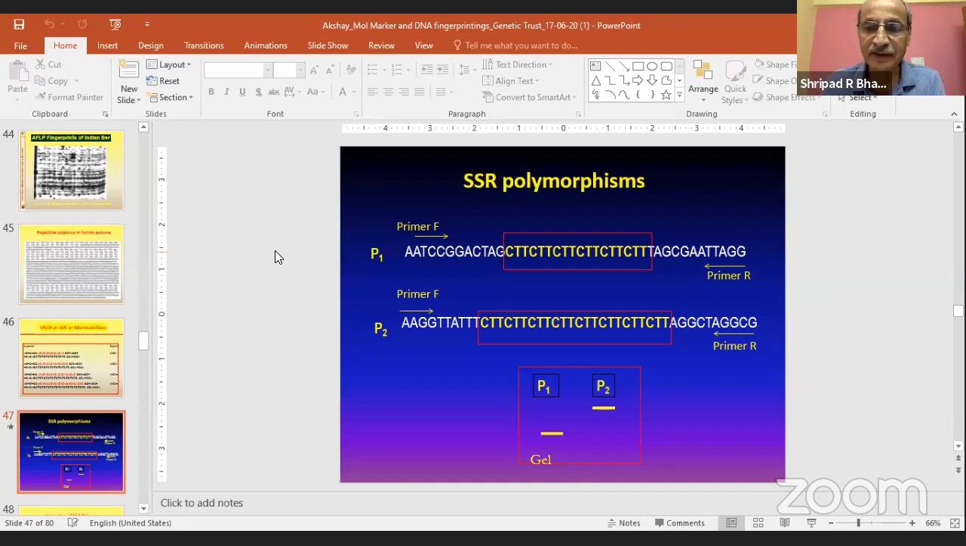So I think this clarifies the question of what the flanking region is. Flanking is the region adjacent to the repeat. If the flanking regions are identical, they are alleles of the same gene. If the repeat numbers are different but the flanking sequences are identical, they are alleles of the gene. If the flanking sequences are different, they are different genes.